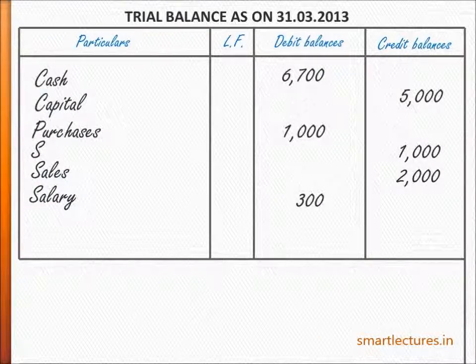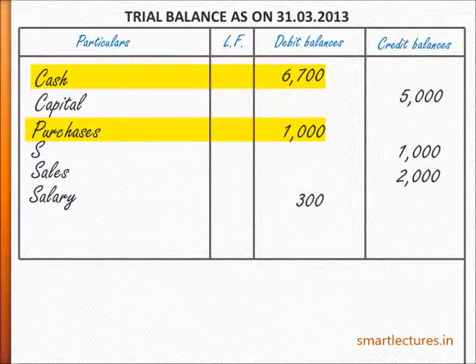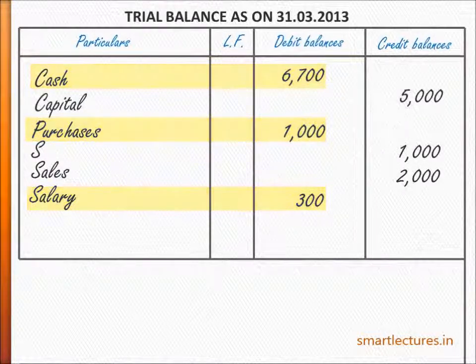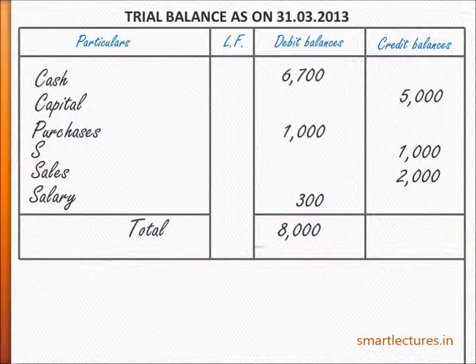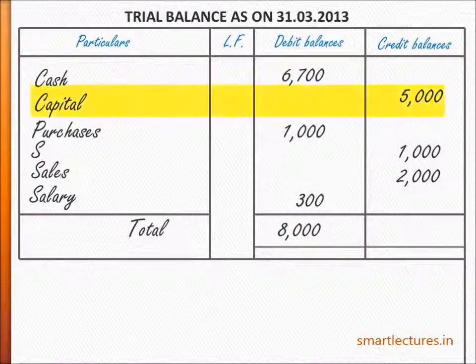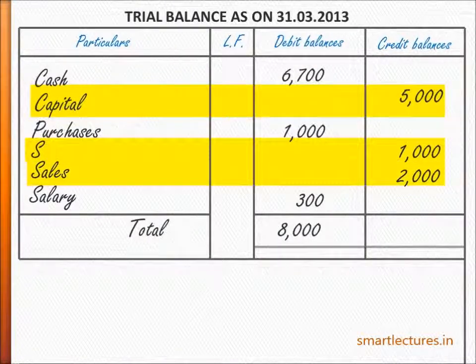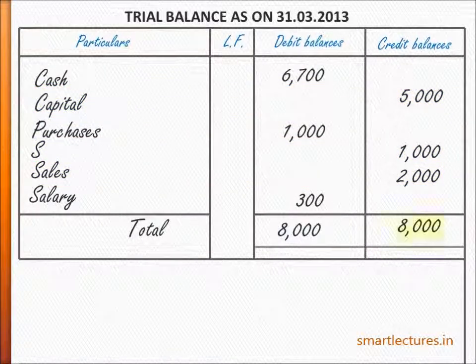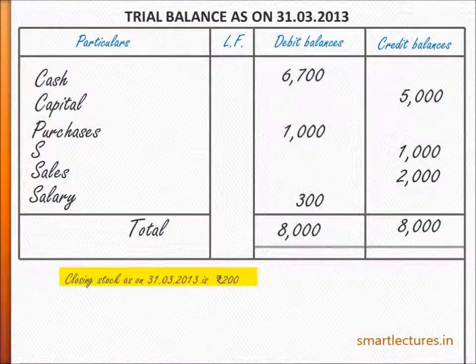Now in trial balance, on debit side, cash 6,700, purchases 1,000, salary 300. The total will be rupees 8,000. Now come to the side of credit balances. I mean to say on the right hand side, capital 5,000, S 1,000, sales 2,000. Total will be 8,000. Now write down at the footnotes of trial balance, closing stock as on 31st March 2013, rupees 200. You know the total of trial balance is 8,000 on both sides.